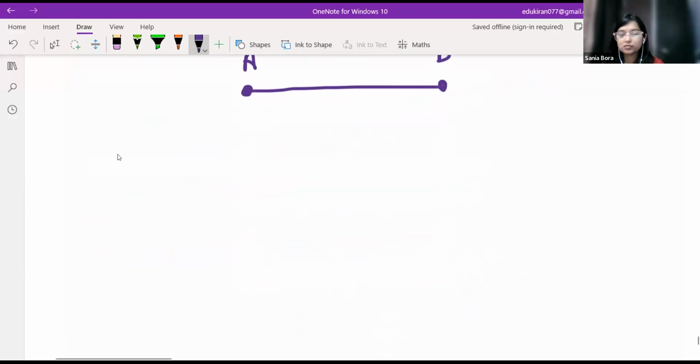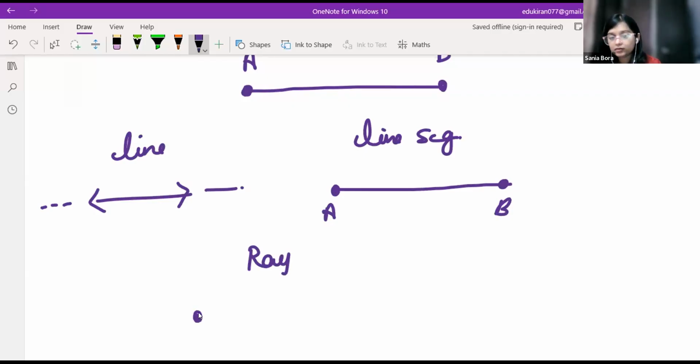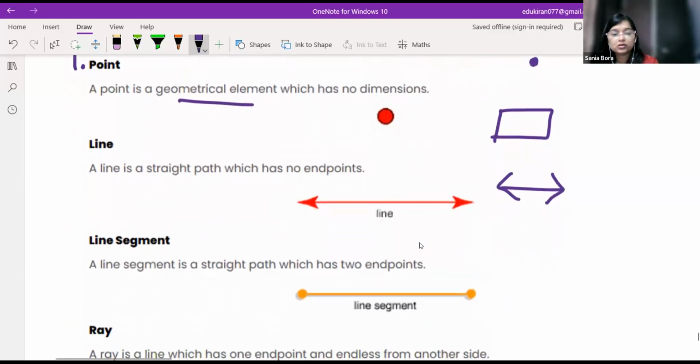Now let's understand the difference between all of them. A line has no starting point and no ending point. It will go like the arrow is there. It can extend here also, and here also. Now the line segment has the starting point as well as the end point. For example, from A to B you have to go. Now the ray has the starting point but no end point. It can go anywhere. Got my point? And what is a point? A point is a geometrical element that has no dimension. So you'll quickly write all these down in your notebook.